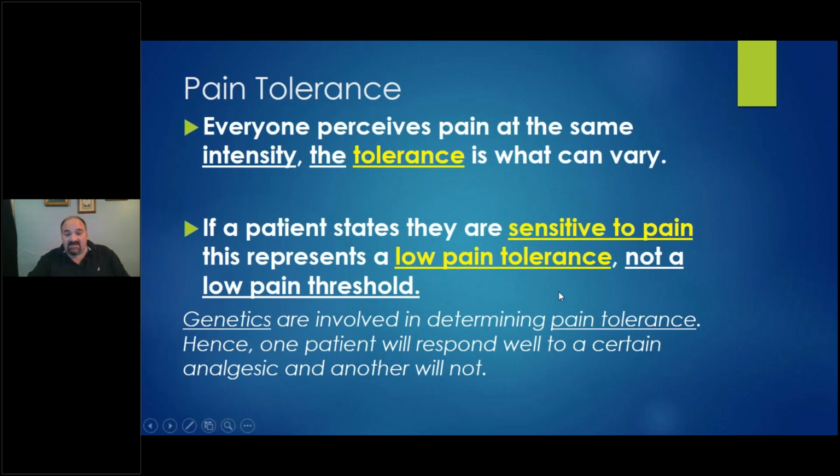So if a patient states that they are sensitive to pain, they probably have a low pain tolerance, right? Not a low pain threshold. Okay? And so genetics are involved in determining that. You'll also find this with medications and the actual toleration of medications. Some patients need more of a medication to make a difference, and that's not the norm, but that can occur. Okay, as I said, with the analgesics and such.